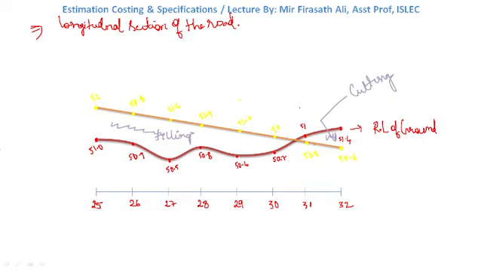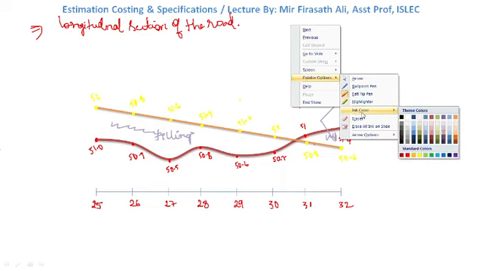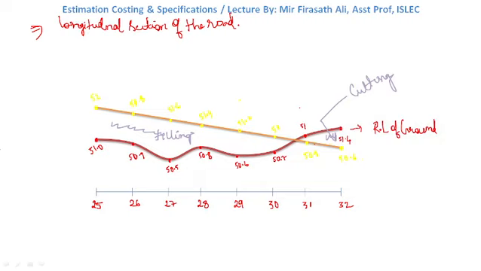Here, as the reduced level of the ground is more than the formation level. What does this yellow color indicate? The formation level, RL of formation. It is RL of formation. Okay, this area is the cutting area, and this area is the banking area.